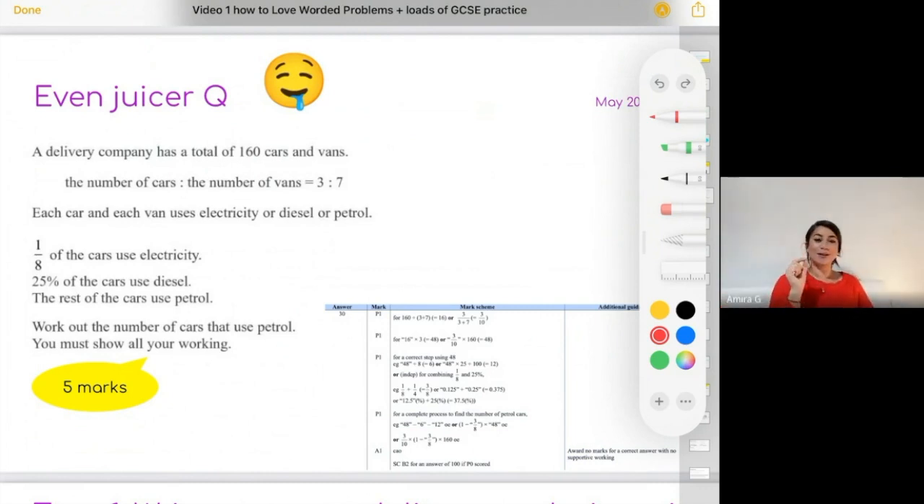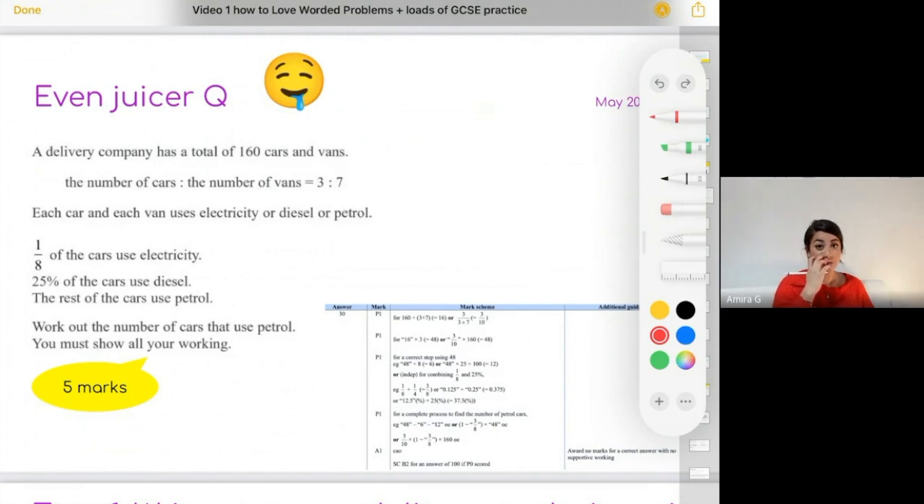Now, the point that I was trying to make is this. With these worded problems, don't look at a question and think, that looks really difficult. I just don't have the energy for it. Instead, how about you bank as many marks as you can with things that you already know? And then you never know, you might actually be able to answer the rest of the question.